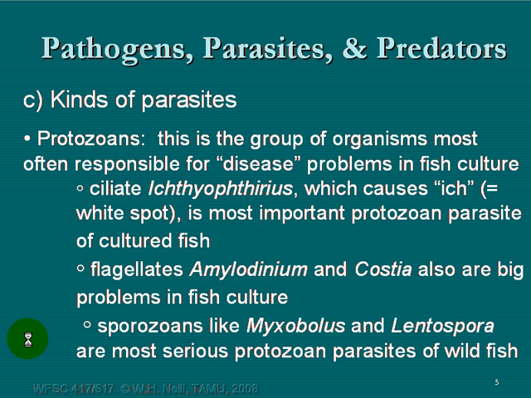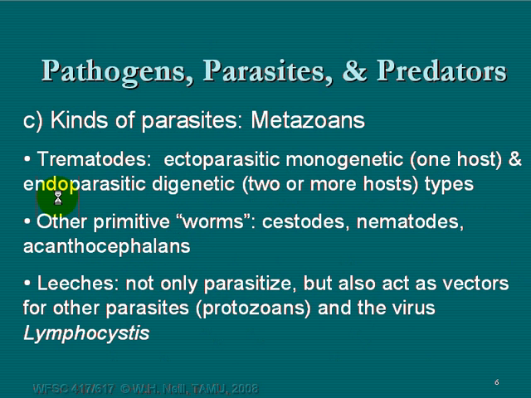And then you got sporozoans that I don't know a lot about. That's another group of protozoa, Myxobolus and Lentospora. And from what I read, those are the biggest problems in wild fish. So in wild fish, sporozoans are the greatest protozoan threat. But in cultured fish, it looks like it's mostly ciliates and flagellates. Metazoans, things that have more than one cell, everything else.